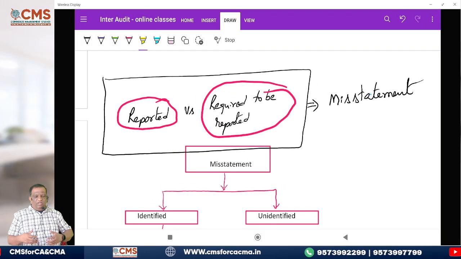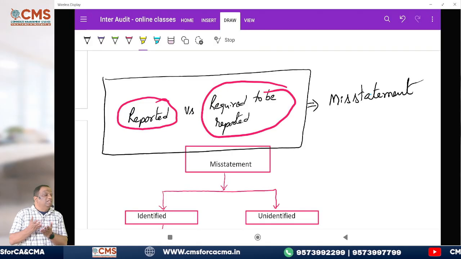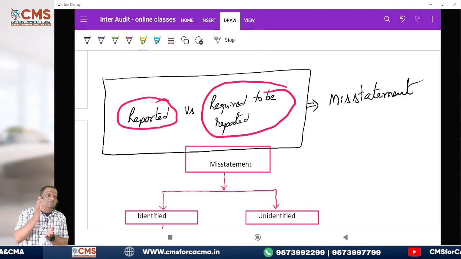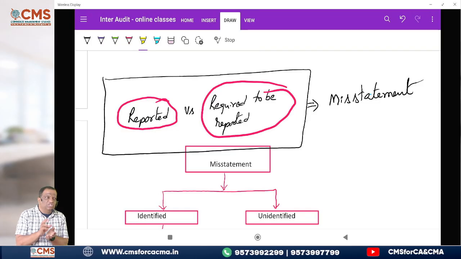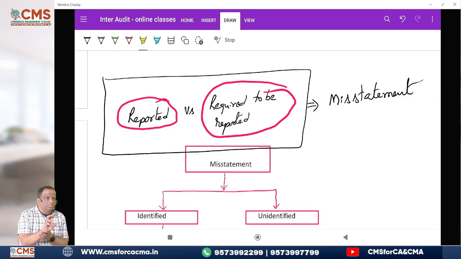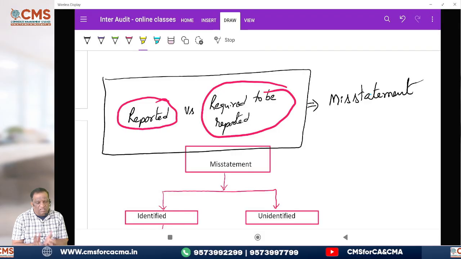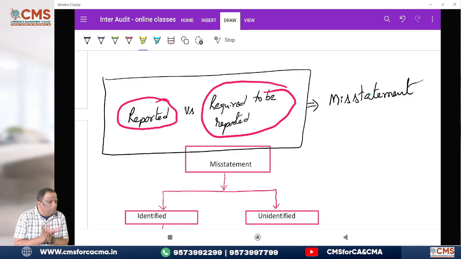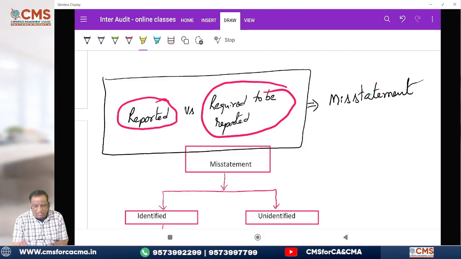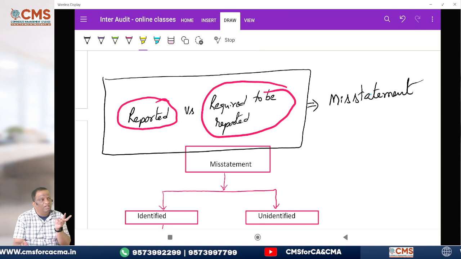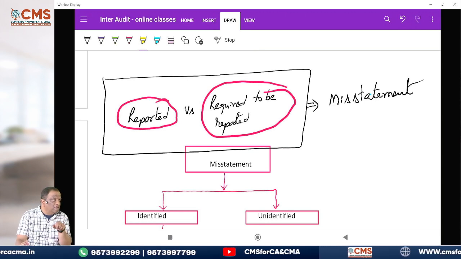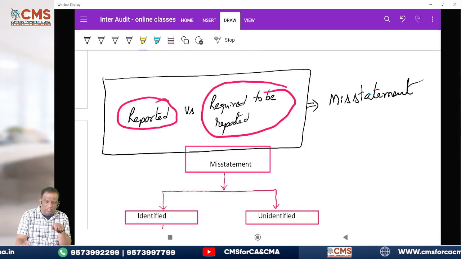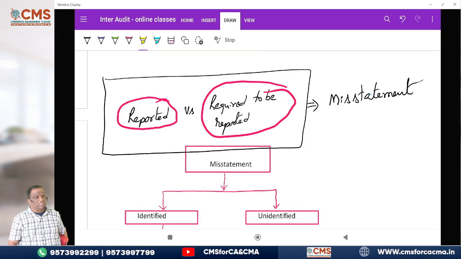That is, you will call it an error if there is a difference between what should have been reported and what is reported. Say, if depreciation of 80,000 should have been disclosed, but they are disclosing 30,000, then there is a misstatement. This word and the definition of misstatement is required in multiple chapters. It is again required in your chapter 3 also. It will come, risk of material misstatement and all. So, learn this definition of misstatement.